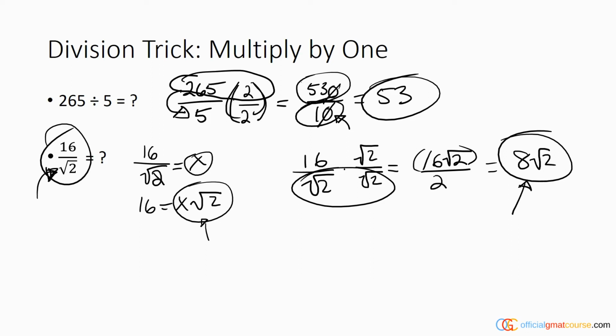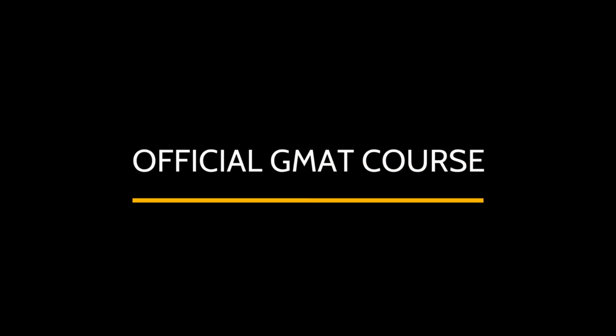So again, multiplying by something over itself is a faster and easier way to simplify your math than trying to figure out logically what this originally came from.